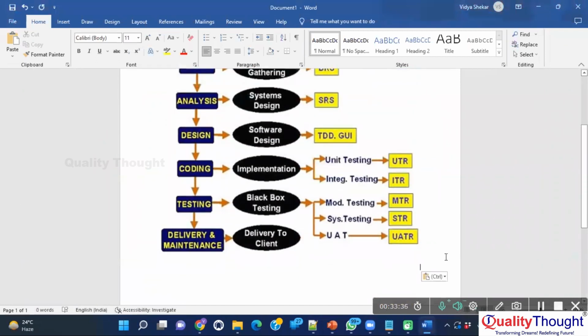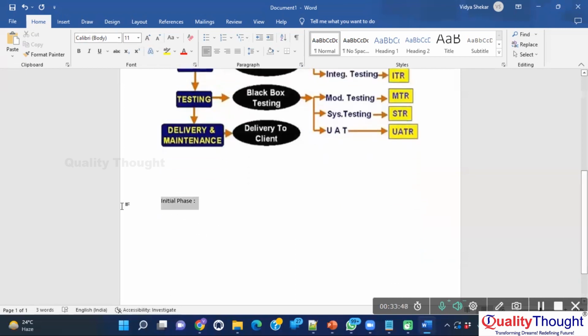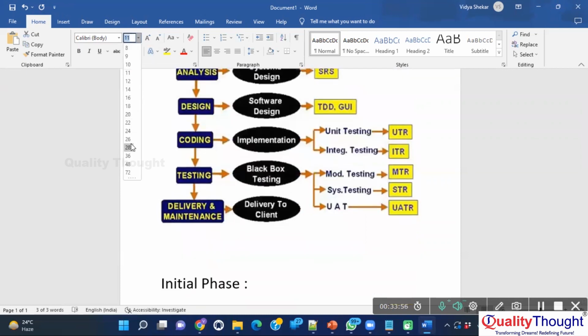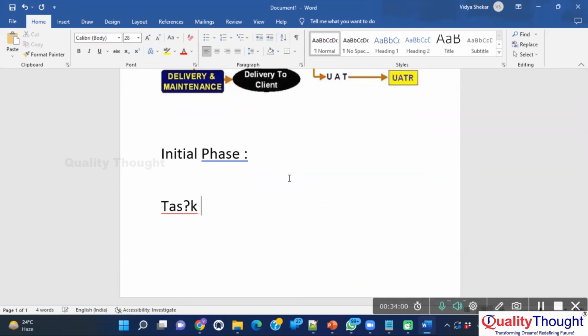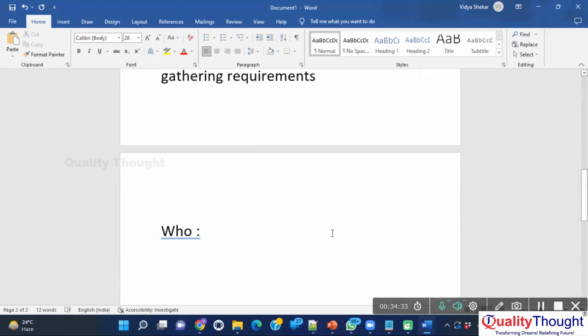Okay, so if you look at this diagram, what is the task done in the initialization phase? Let's say I'm in the initial phase. What operations are you going to perform? Gather requirements, right? That means you are going to interact with the client and gather requirements. Who is going to do this task? The business analyst.